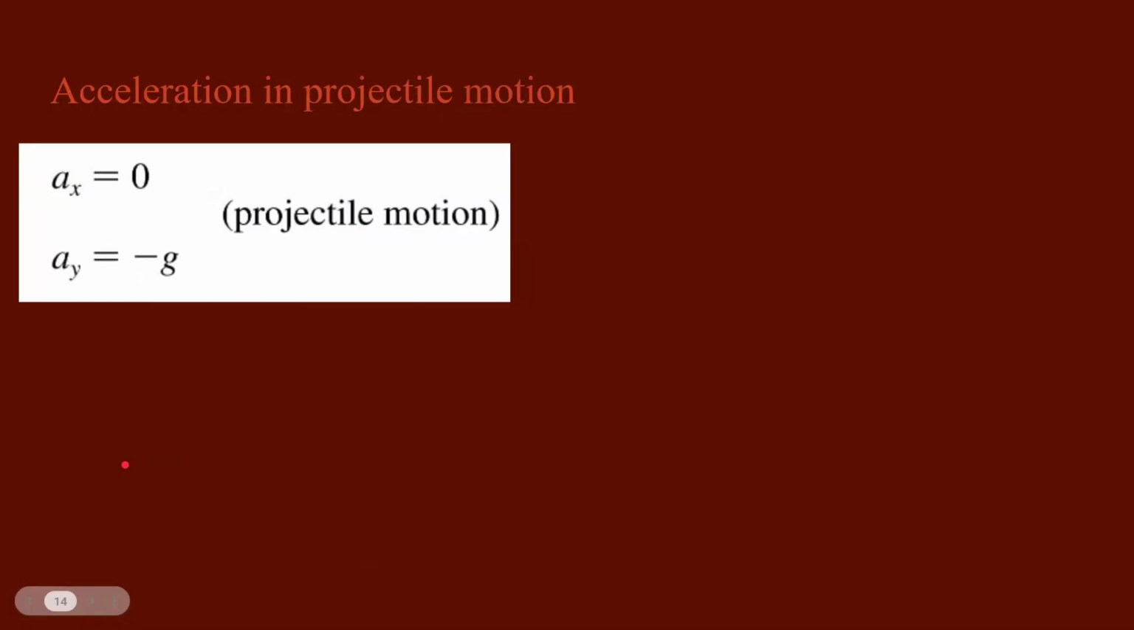Acceleration in projectile motion will be the following. The x direction, 0. No acceleration. Y direction, g. Negative g, I should say negative 9.8. And also, we're ignoring air resistance too.